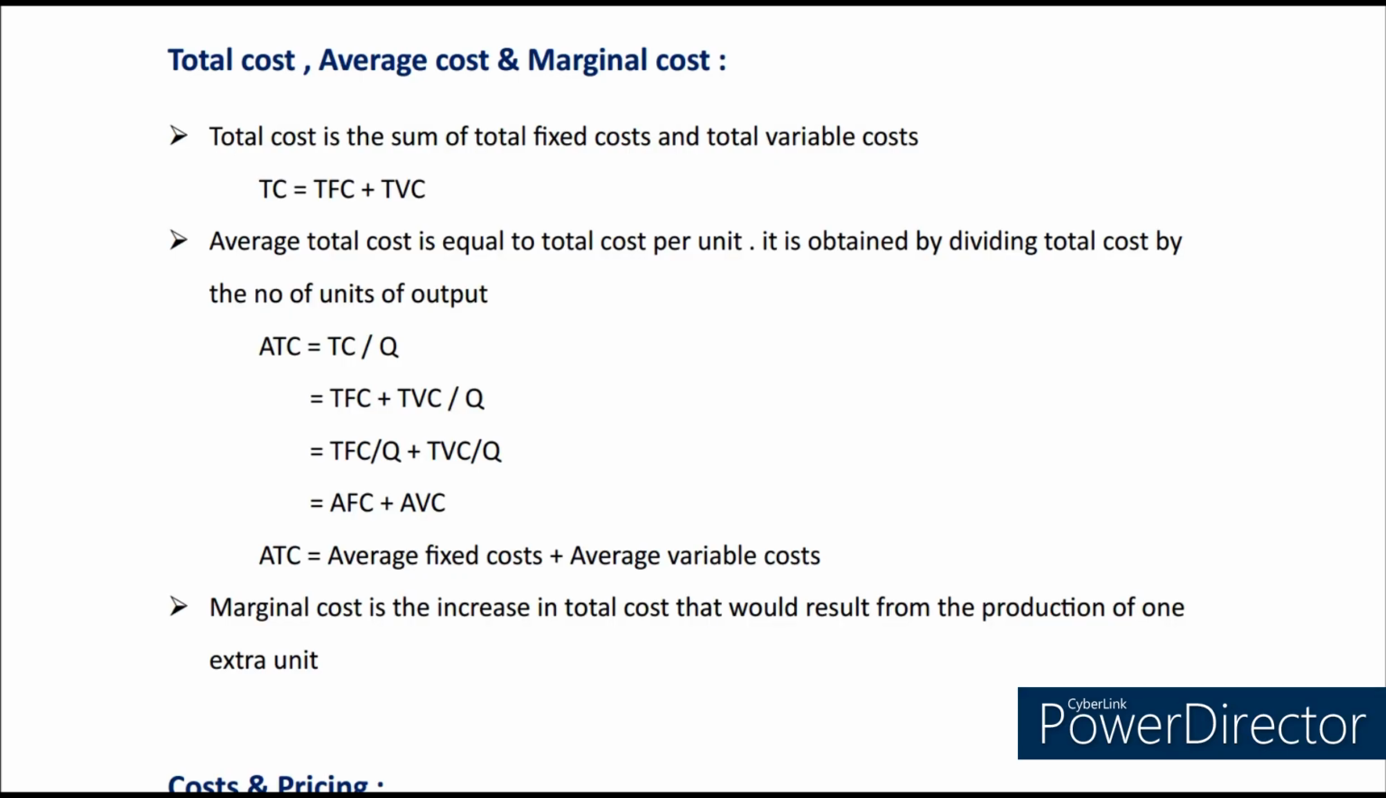So it is obtained by dividing total cost by the number of units of output. To get the average total cost, we need to divide the total cost by the number of units of output, that is Q. TC is nothing but TFC plus TVC, right? In the first equation, you need to substitute TFC plus TVC in place of TC, divided by Q. If you divide TFC by Q and TVC by Q, these also will turn into averages. So average total cost will be equal to average fixed cost plus average variable cost.